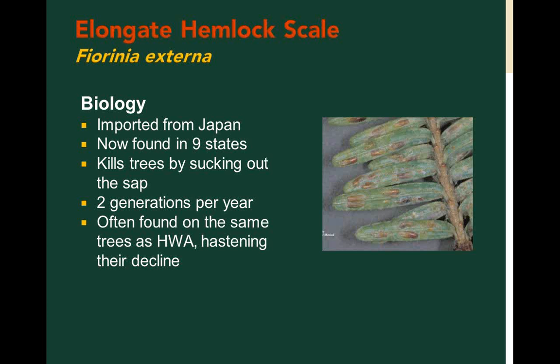And hemlocks have enough problems with hemlock woolly adelgid. They don't need any other problems. So when you've got a combination of HWA and the hemlock scale, you'll see a rapidly declining hemlock. Now, you can easily control hemlock woolly adelgid with a soil-applied treatment of imidacloprid, and that works quite well. However, it does not do much for the elongate scale because they're not feeding in the same area.